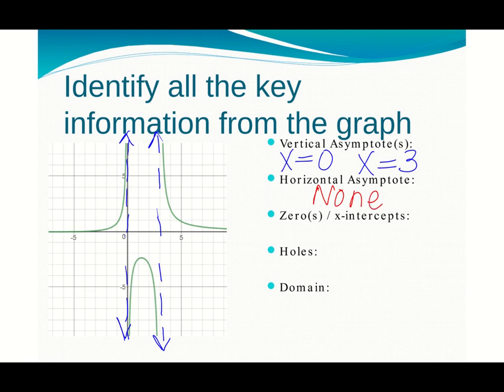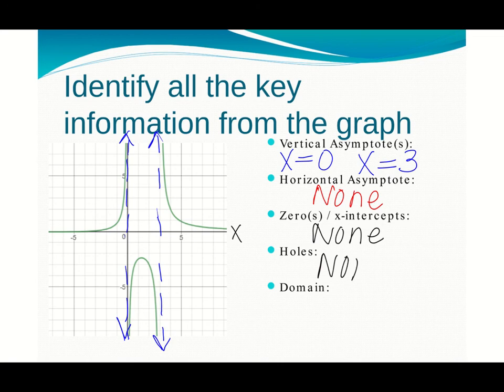Looking at our x-axis, do we have any places where we cross? On this graph, we don't. So we don't have any zeros or x-intercepts on this graph. Then if we look for any holes, our graph is continuous. We have no open spots on our graph, so we have no holes. So this graph only has vertical asymptotes. That's the only key feature we're looking at here.